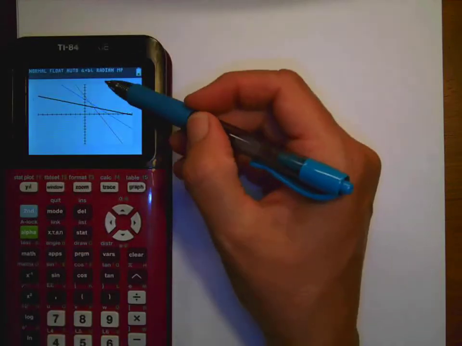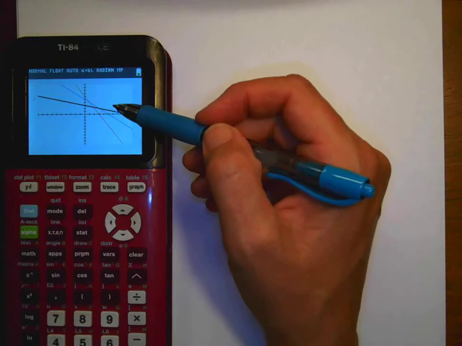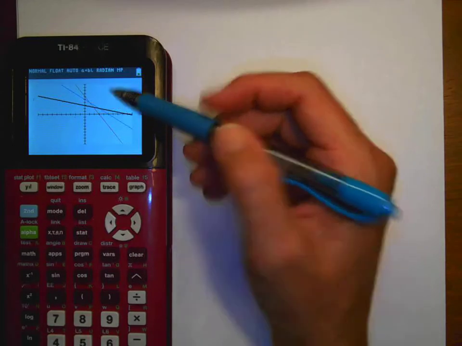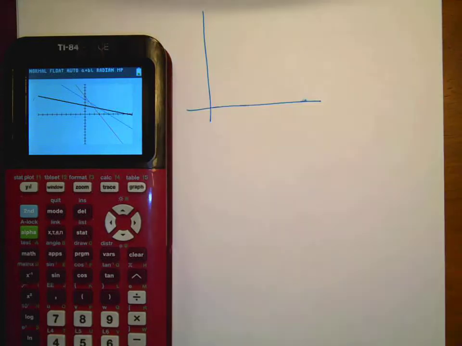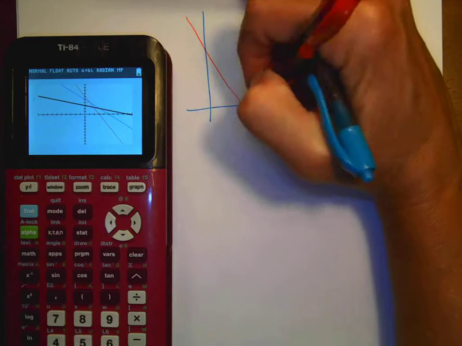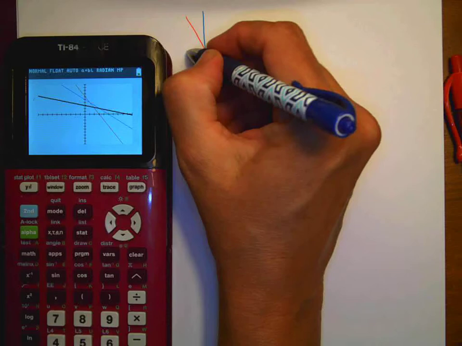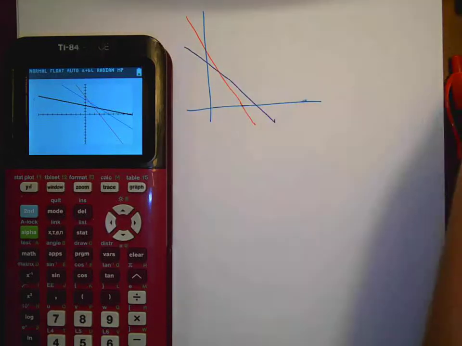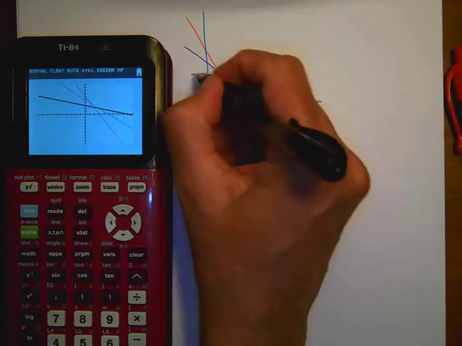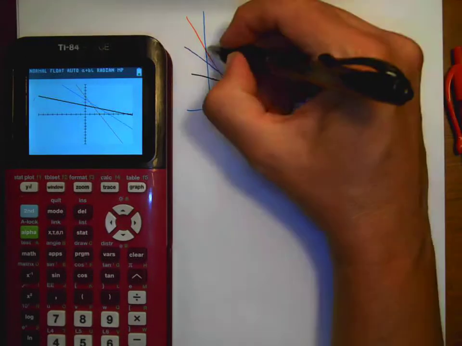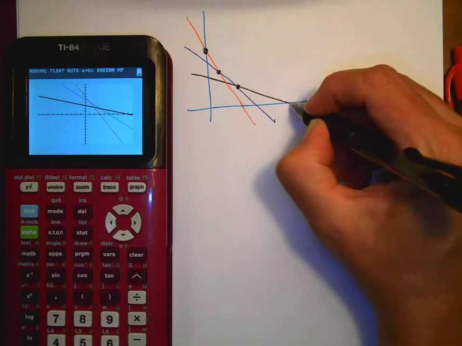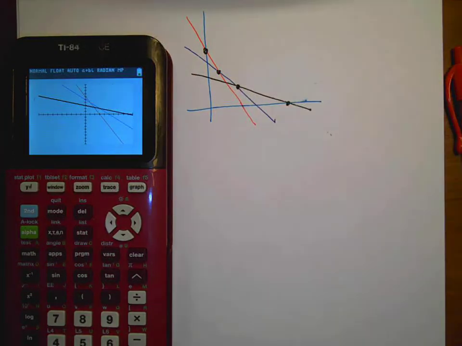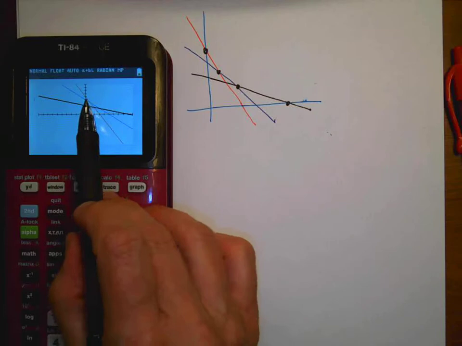So if you'll notice, all of the graphs were greater than or equal to, which means that the shading would go to the right. So I'm just going to sketch this here, but I'm going to pull information. So this is my red graph, and then I have a blue one. This is my blue graph, and then this one is my black graph. So I need to find 1, 2, 3, 4 vertices, okay?